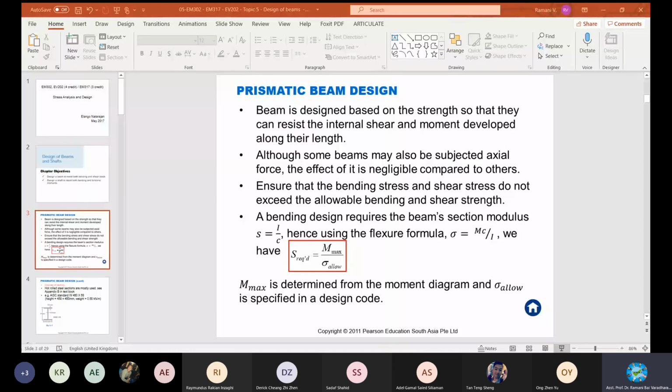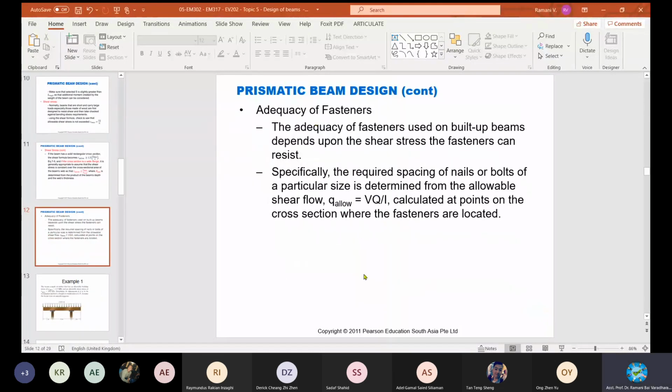We stop here. Any question you can ask me. By applying these principles in the calculation, you will be able to understand better. Okay. Let's stop here. We'll continue in the next class.